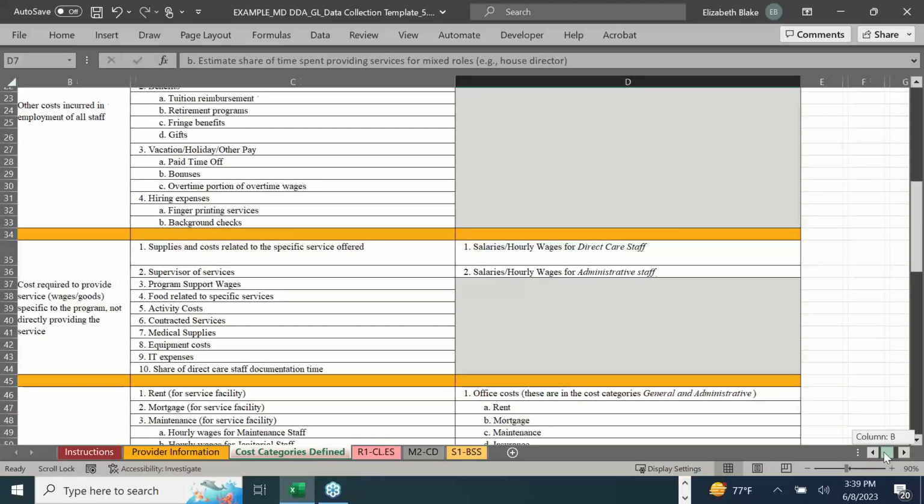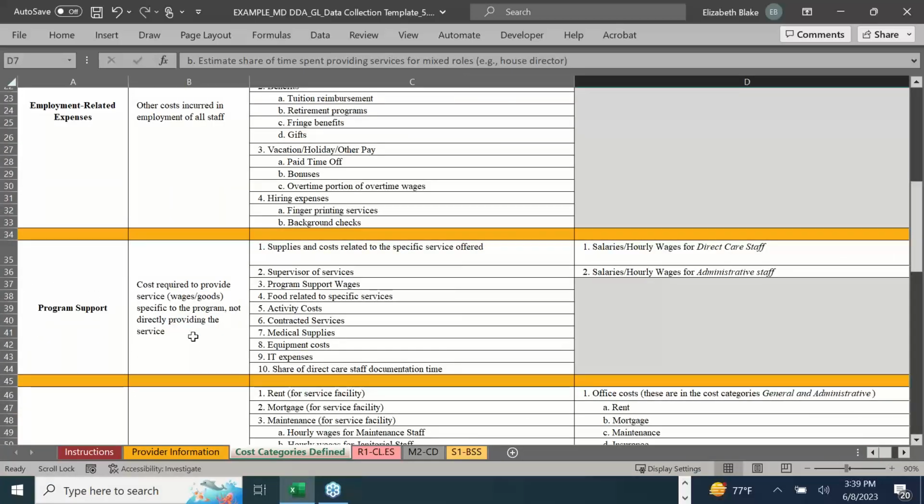Then here we have our program support, which are the costs required to provide the services specific to the program.